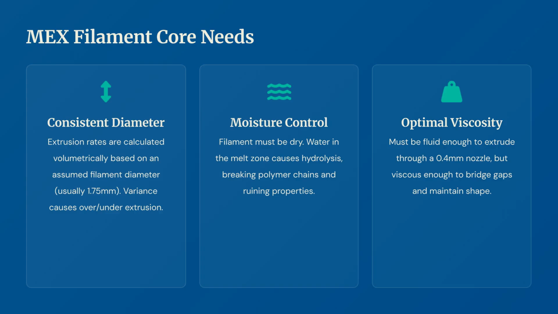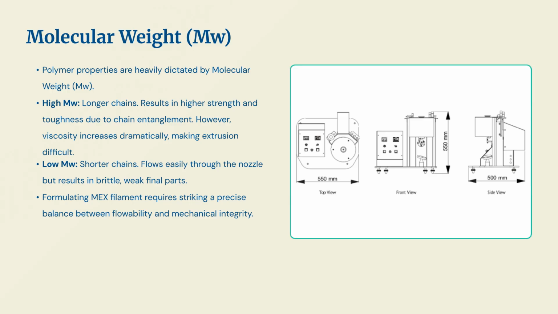Now let's turn our attention to the core requirements for successful material extrusion. Key factors include maintaining a consistent filament diameter, controlling moisture, and optimizing viscosity to ensure reliable extrusion. Molecular weight is the primary driver of polymer properties. Higher molecular weight improves strength and toughness through chain entanglement, but significantly increases viscosity, which complicates the extrusion process.